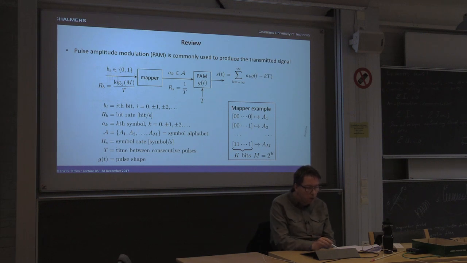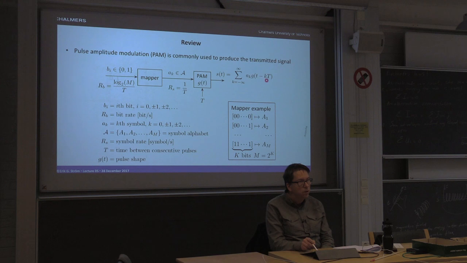We talked about pulse amplitude modulation, okay? And that's a workhorse in communications. This is a standard way to compute the transmitted signal from bits. The idea is that we take a block of bits and represent that as an amplitude or a symbol. Symbol and amplitude mean the same thing in this context. These amplitudes are then multiplied with pulse shapes g and form the transmitted signal. So the transmitted signal consists of delayed versions of the pulse multiplied with the corresponding amplitude.